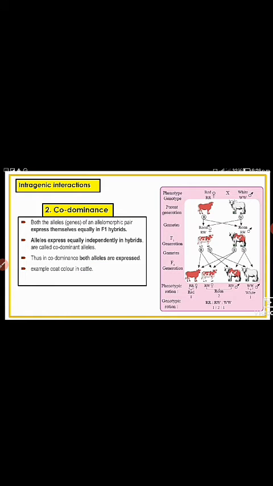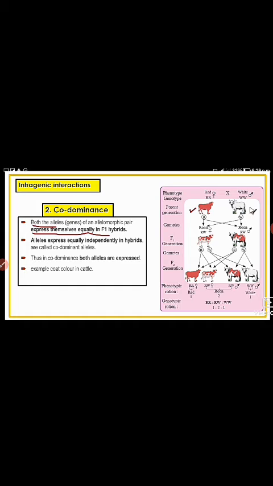Second is the example of codominance. Both the alleles of the allelomorphic pair express themselves equally in the F1 hybrid. In incomplete dominance, the characters are expressed partially, but in codominance, they are expressed equally. Both the alleles express equally in the F1 hybrid. This is the important point.